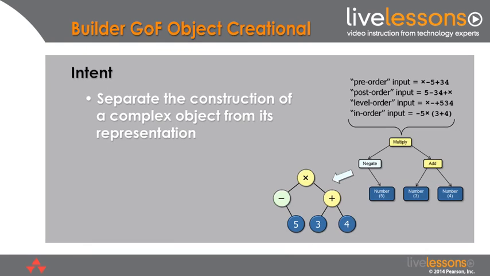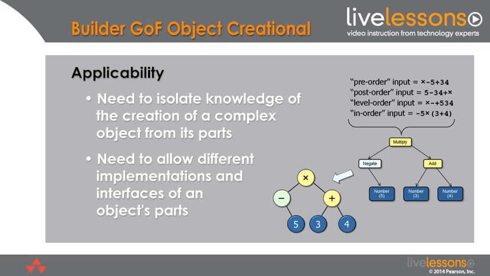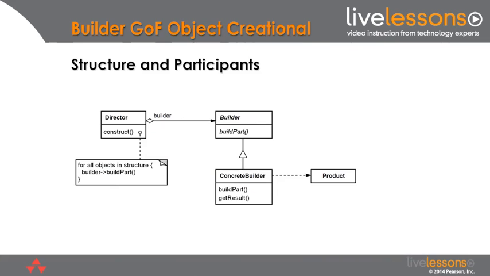The intent of the pattern is to separate the construction of a complex object from its implementation. You should apply this pattern in a couple of circumstances. One, when you need to isolate the knowledge of the creation of a complex object out of its constituent parts. Also, when you need to allow different implementations of interfaces for an object's parts. When you want to have different ways of implementing things even though you have a common interface. The structure and participants of the pattern can be described as follows, and we'll map these back to our expression tree processing app, as well as describing the generic elements described in the Gang of Four book.